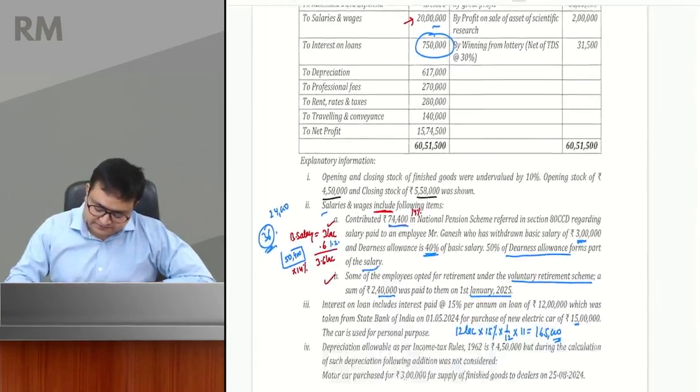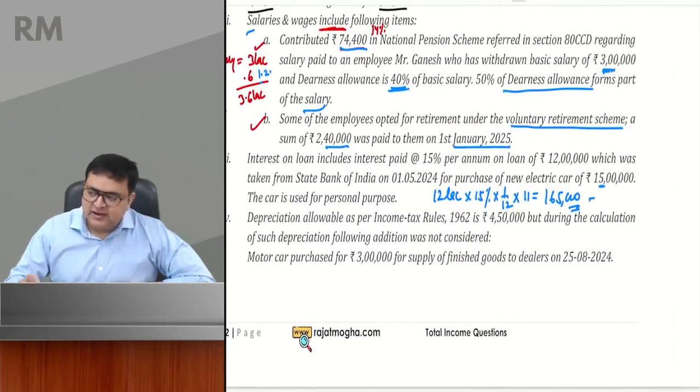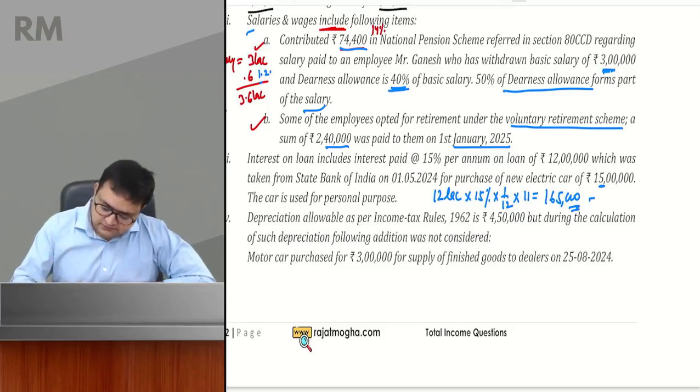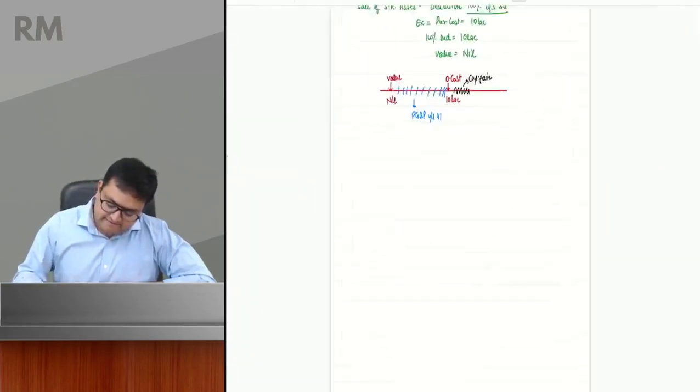Now please tell me, this 165, can it be allowed anywhere if we purchase an electric vehicle? There is a deduction somewhere. This person is following the optional regime. So there is a deduction for electric vehicle if you purchase. Please write with me: interest on loan on electric vehicle.